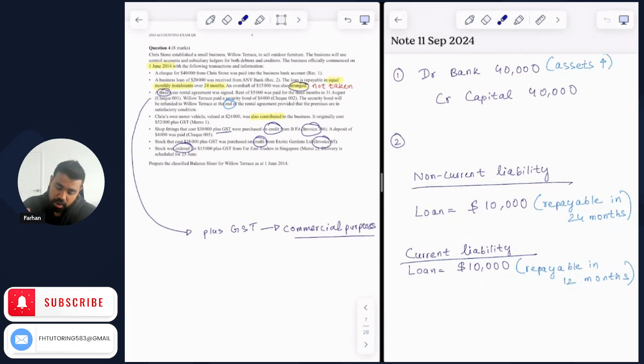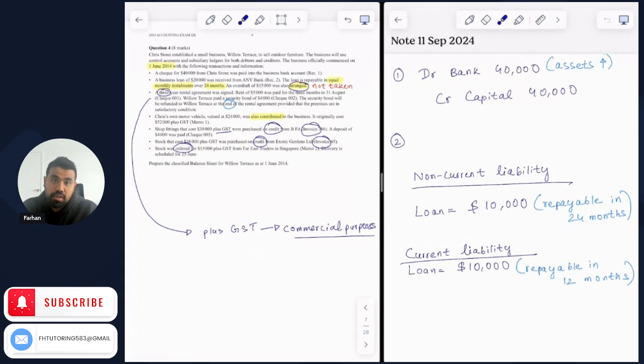Okay. So what about the last sentence? An overdraft of $15,000 was also arranged. So this is arranged, not taken. This means that in the event the business needs money instantly because the business doesn't really have anything else to survive, then the business is able to access $15,000 from the bank as a short-term loan. So that is what we understand by the overdraft. So this is an arrangement in place. This doesn't necessarily mean that this has been taken. So therefore, we do not have to include this within our preparation for the balance sheet or the journal entries.